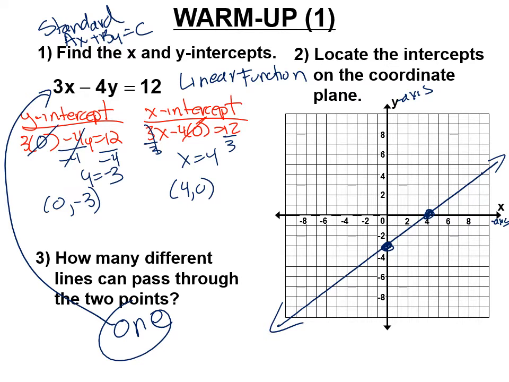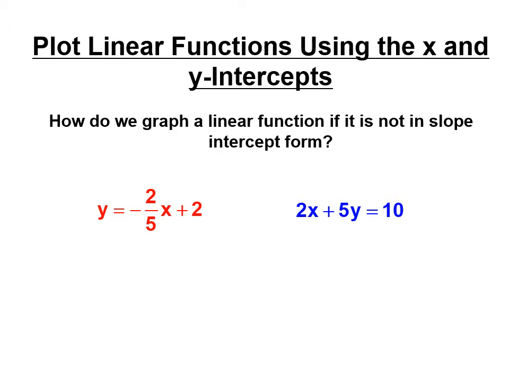Okay. And please, on your homework, you can show that this is the x-intercept. I'll let you abbreviate. And that is the y-intercept. You can abbreviate. So the x-intercept is what? 4, 0, and 0, -3. Okay. Oh, I had already graphed it.